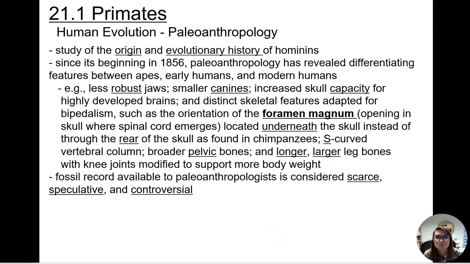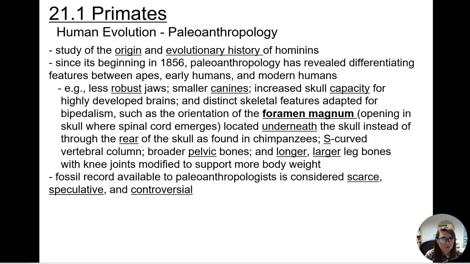So now we're moving into paleoanthropology. So that's going to be the study of the origin and evolutionary history of humans, or hominids. Since the beginning in 1856, paleoanthropology has revealed differentiating features between apes, early humans, and the modern-day human. Examples: less robust jaws, smaller canines, increased skull capacity for higher developed brains, a distinct skeletal feature that's adaptive for bipedalism, such as the orientation of the foramen magnum.